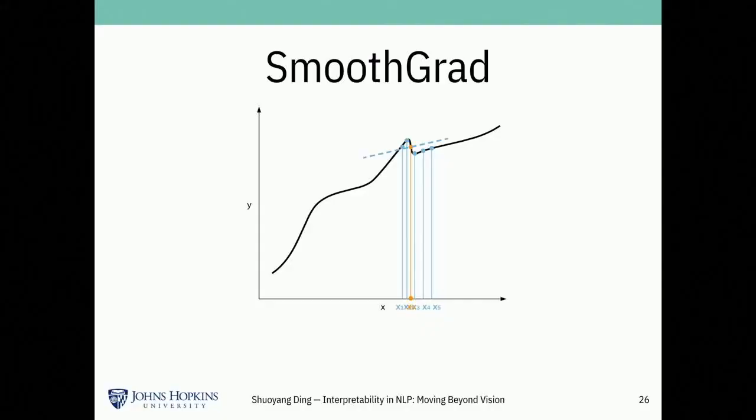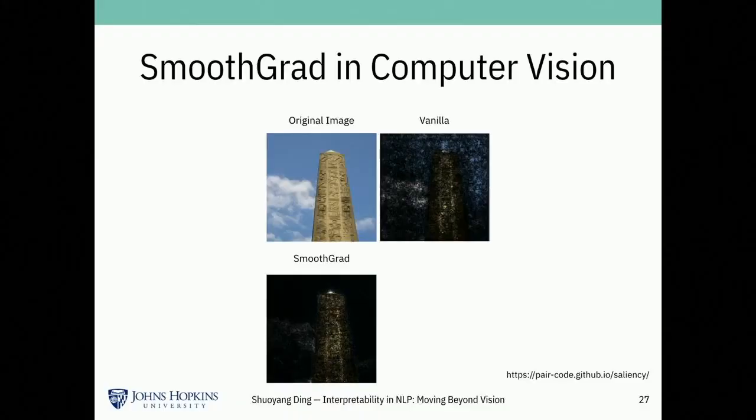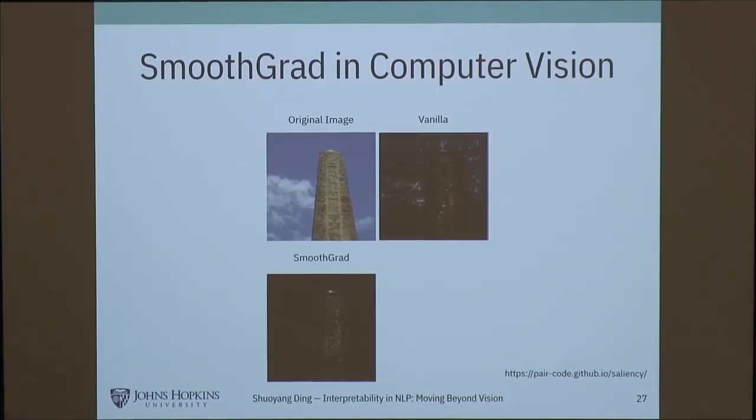So in this case, instead of just evaluating gradients at x0, you evaluate using multiple corrupted examples like x1 to x5, and when you average, you get something like the blue line instead of the yellow negative gradient. That roughly corresponds to what you think would be the saliency of that feature. Okay, so that's SmoothGrad. If you apply it in computer vision to the same example, you should see that there's less noise on the sky and the cloud, and more saliency concentrating on the obelisk.